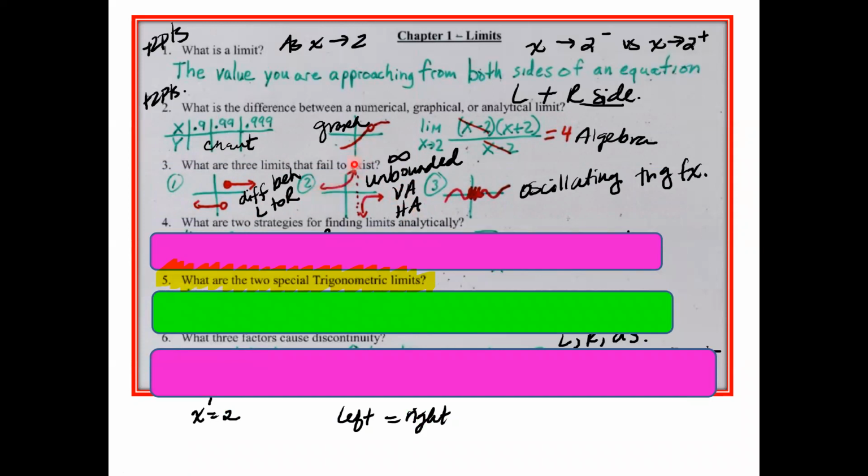As x approaches this number, let's say it's at 2. As x approaches 2 from the left side, your y value is going to positive infinity. As x approaches 2 from the right side, your y value is going to negative infinity. So it's unbounded. Next one is oscillating.